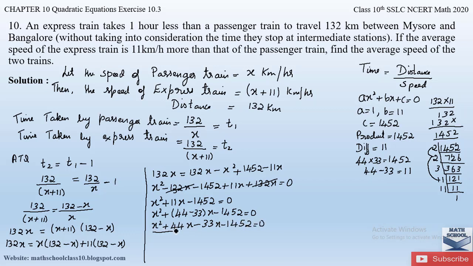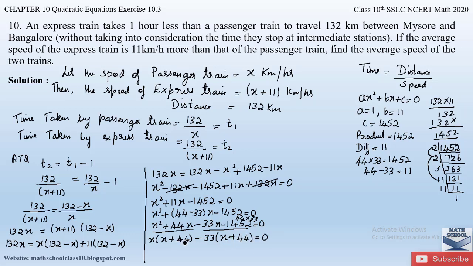Now let us take common between these two terms and these two terms. So here x is common. So if you take out x, what will be left behind? x plus 44. Then minus, let us take 33 common outside. So you will be left with x, minus into minus will become plus. Now 1452 can be written as 44 into 33. So that is what we got here. So if you take 33 outside, what will be left behind? 44 is equal to 0.